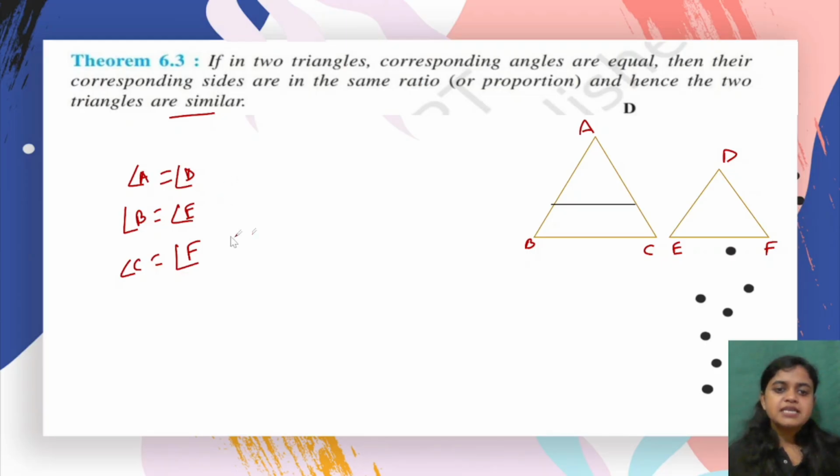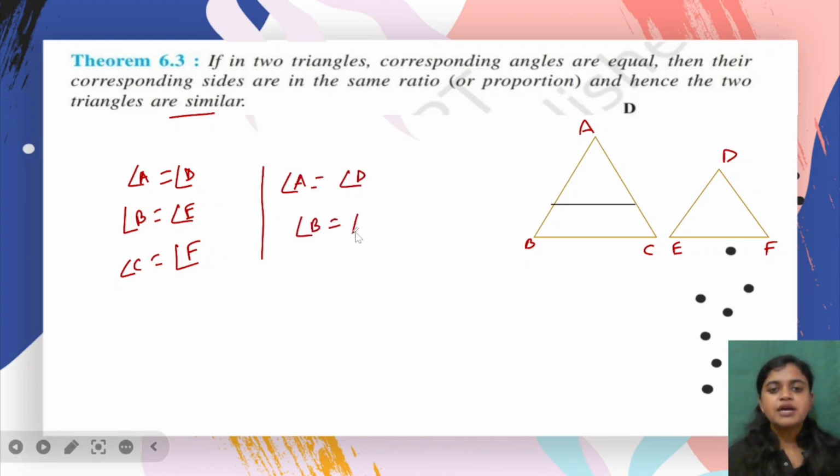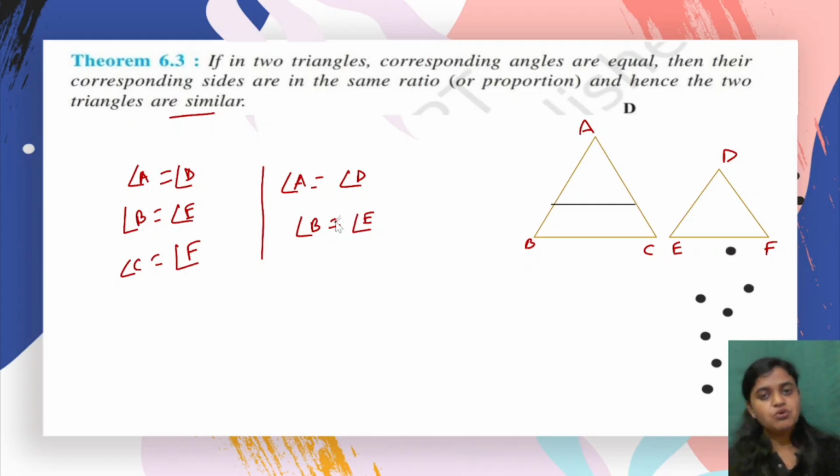So this is angle, angle, angle. Three angles are present. But if I say angle A equals angle D and angle B equals angle E, we can say the same result. That means their sides are in ratio.